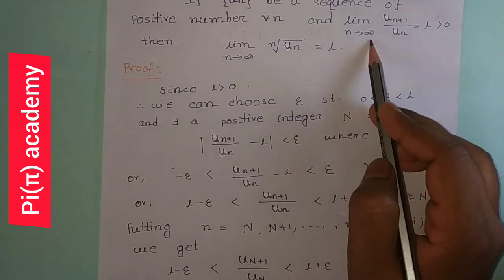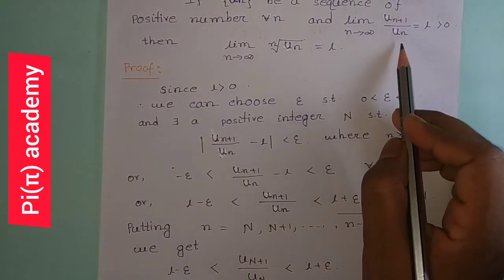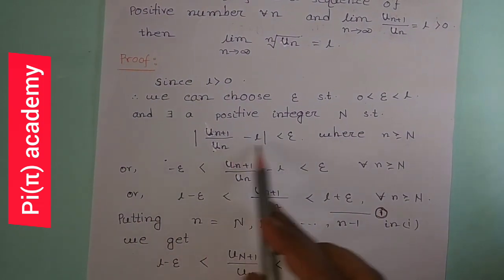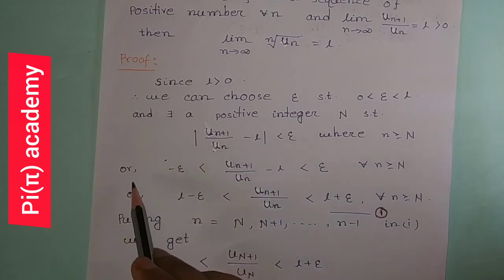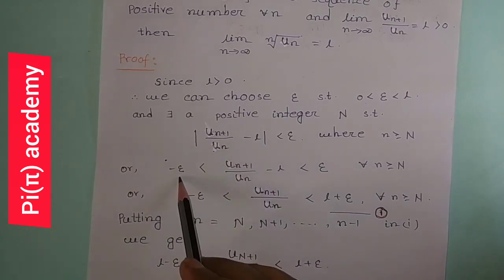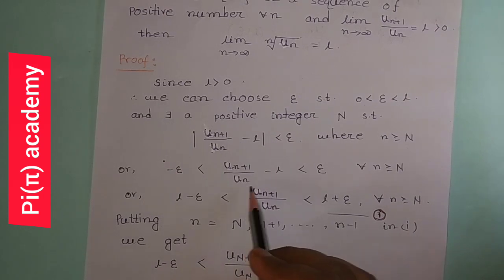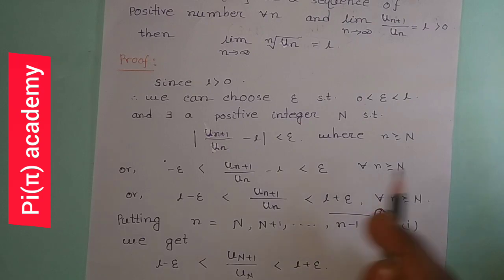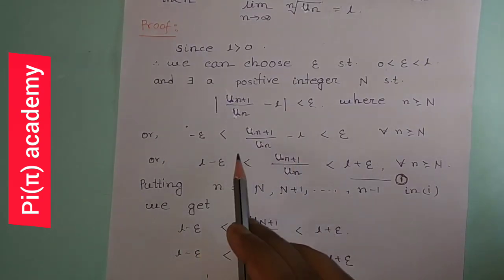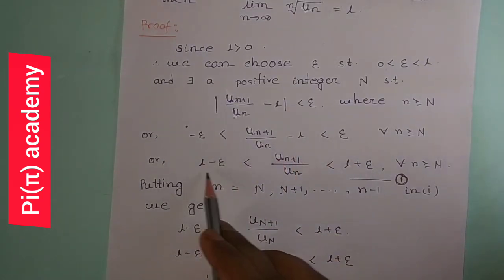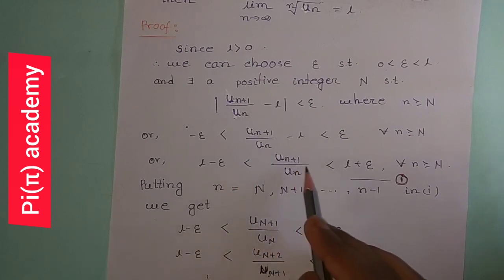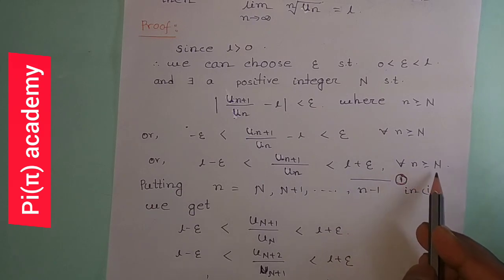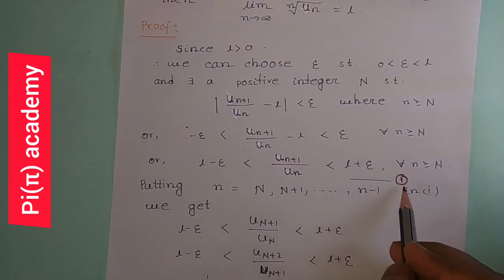Since limit n tends to infinity u_(n+1) divided by u_n equal to L, therefore by the definition of limit we can write this, and therefore minus epsilon less than u_(n+1) divided by u_n minus L less than epsilon for all n greater or equal to capital N, and we add L in the inequalities, we get L minus epsilon less than u_(n+1) divided by u_n less than L plus epsilon for all small n greater or equal to capital N, and this is equation 1.